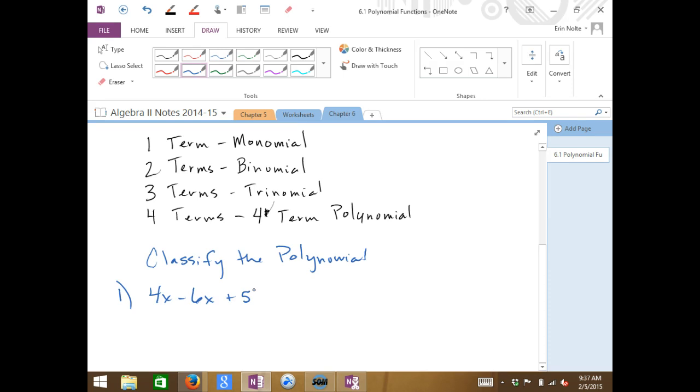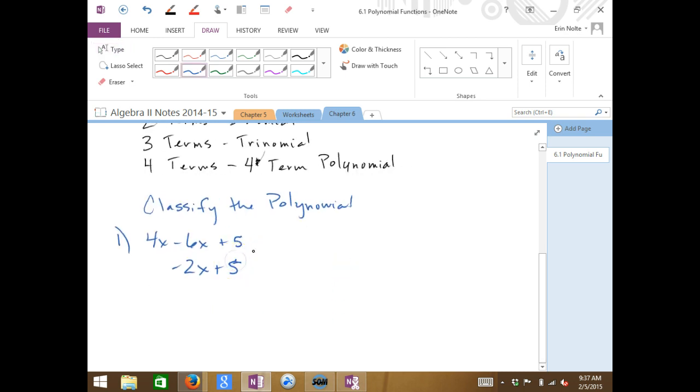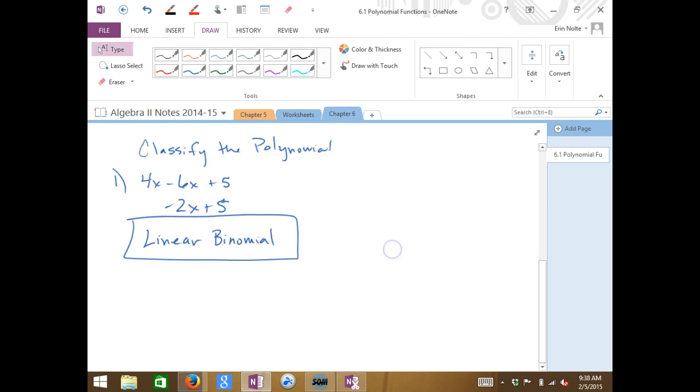Yes, I have two like terms, so I have two x's. How many x's do I have if I have 4 minus 6 x's? Negative 2. So negative 2x plus 5 is my polynomial written in standard form. So if I classify this, I start with the biggest exponent. Which kind of term is that? Close. Linear. It's not quadratic, it's linear. And then I say, how many terms are there? Binomial. Good. That's what you'd classify that one as.